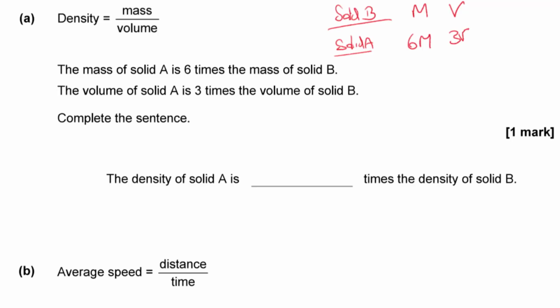So what is the density of B? The density for this one is going to be big M over V. And the density of our solid A is going to be 6M over 3V. Simplifying that down, that's 2 lots of M over V. In other words, solid A has a density which is twice as big as solid B. So I'm going to say it is 2 times the density of solid B.